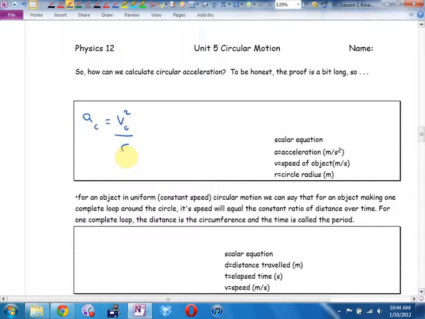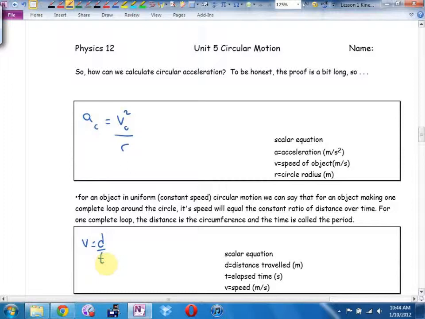The next logical question is, okay, Mr. Dueck, I'm pretty sure I know what R is, radius. How do I find circular velocity? Well, velocity is distance over time. If we're going at a constant velocity, and we did say we're going at a constant velocity because our acceleration is due to the inwards motion, but we're not changing the velocity.